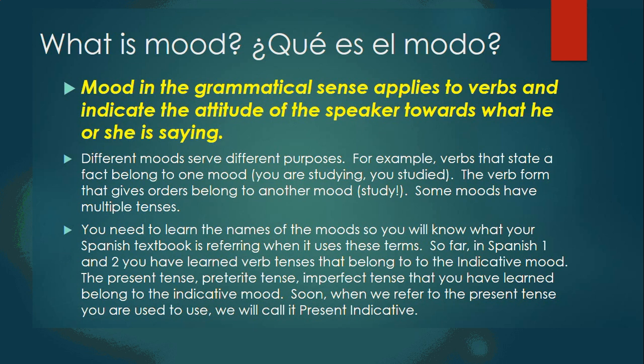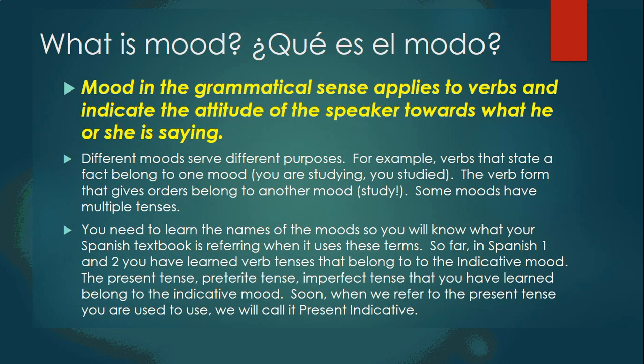Mood, in the grammatical sense, applies to verbs and indicates the attitude of the speaker towards what he or she is saying. Different moods serve different purposes. For example, verbs that state a fact belong to one mood: you're studying, you studied. The verb form that gives orders belongs to another mood: study. Some moods have multiple tenses.